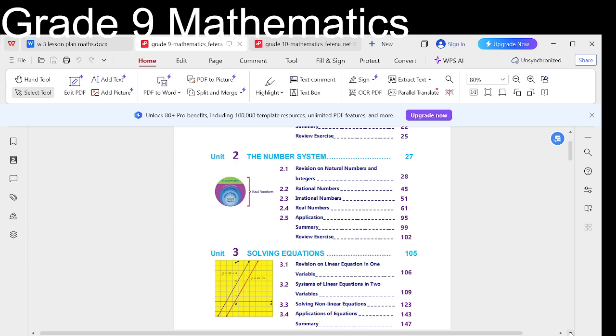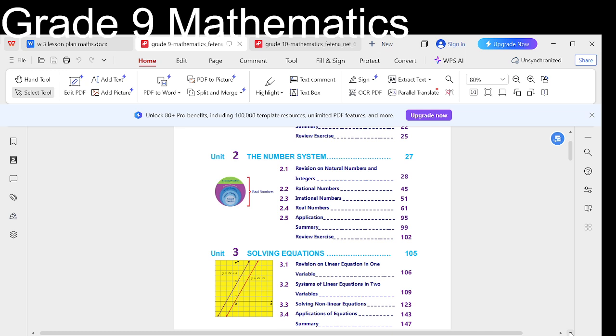The second chapter is the number system. As the name describes, here we have different types of number systems. Under number system we have the set of natural numbers, the set of whole numbers, and the set of integers, and we have rational numbers, irrational numbers, and the last one we go through in detail is the set of real numbers, and then we see how we're going to apply them.